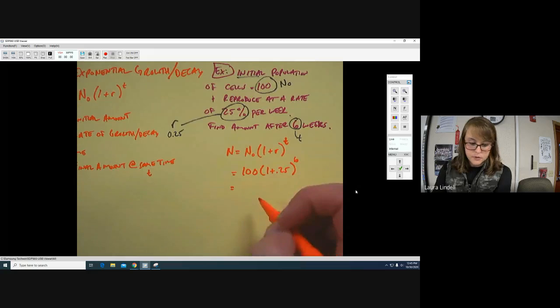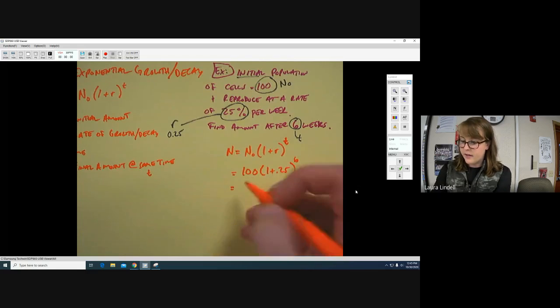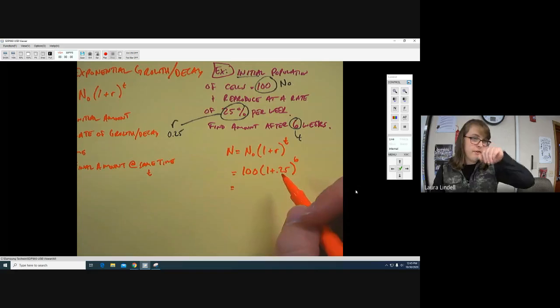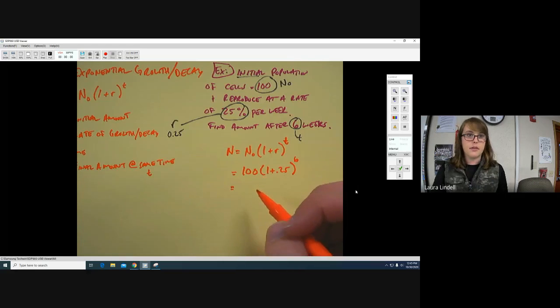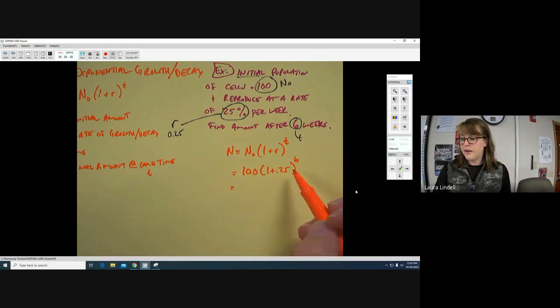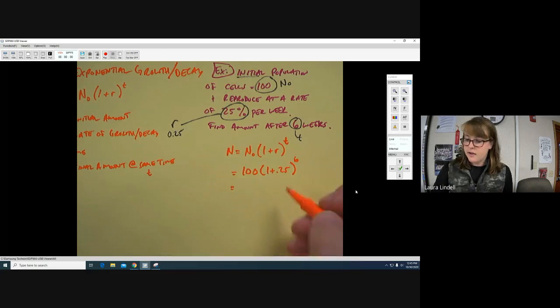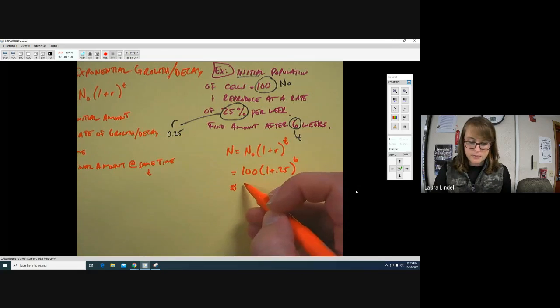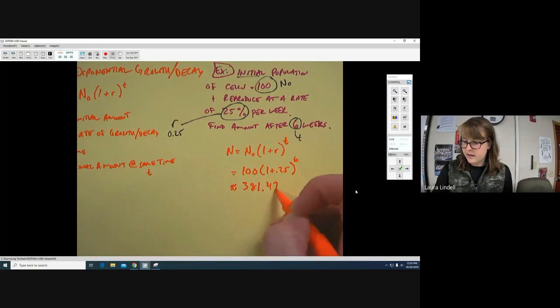So then we would just multiply these things, toss it into a calculator, and make sure you use your parentheses and everything correctly so that we end up with not just like 0.25 by itself to the 6th or anything like that. And when we plug that into a calculator, we should get approximately 381.47 cells.